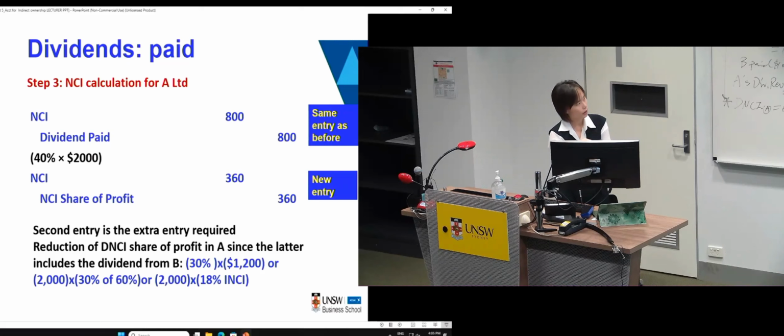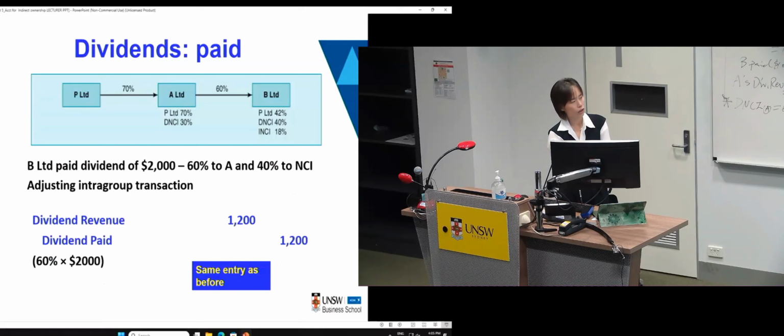So this is adjust for the NCI in B, right? NCI in B who received the dividend. And this adjustment for NCI in A because of this elimination of intragroup dividend revenue in the record of A Limited. Now this elimination entry resulting additional NCI adjustment.